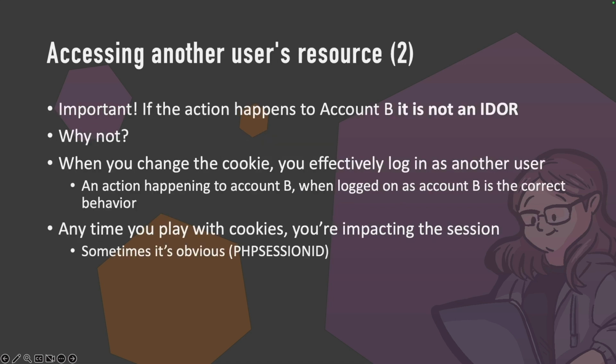Now, it's really important that if the action happens to account B, let's say we make a post and we replace A's cookie with B's cookie and it makes a post on B's account, that's not a vulnerability. That's not an access control issue. Instead, when you change the cookie, you're effectively logging on as another user. We just don't bother filling out the form. An action happening to account B while logged on to account B is the correct behavior. Making a post on B is correct.